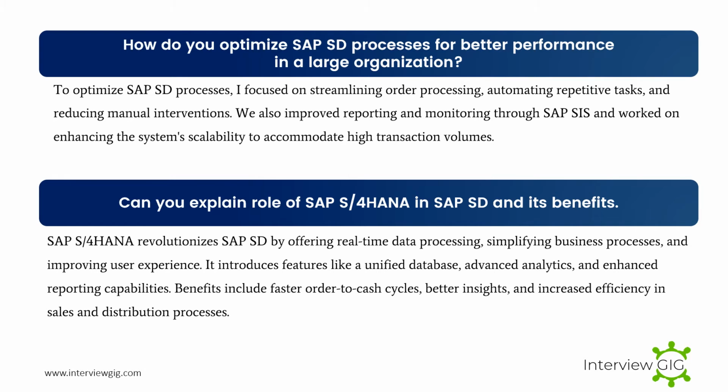Can you explain the role of SAP S/4HANA in SAP SD and its benefits? SAP S/4HANA revolutionized SAP SD by offering real-time data processing, simplifying business processes, and improving user experience. It introduces features like a unified database, advanced analytics, and enhanced reporting capabilities. Benefits include faster order-to-cash cycles, better insights, and increased efficiency in sales and distribution processes.